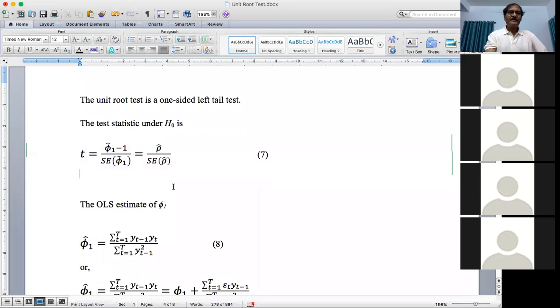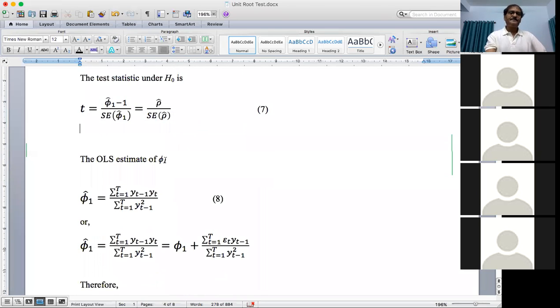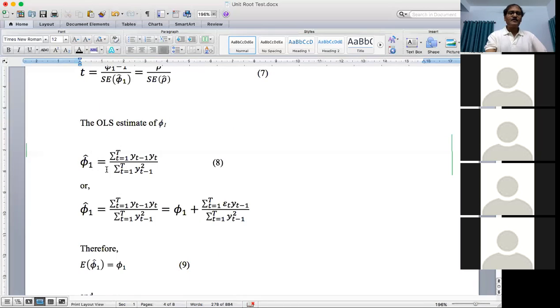Now, if we estimate phi 1, the estimated value phi 1 hat is equal to this. How to get it? Just try to remember the basic formula for beta hat in the simple linear regression model. Beta hat is equal to the sum of xy in the numerator divided by the sum of x square. In our model, yt minus 1 is similar to x, and yt is similar to y, because yt minus 1 is a regressor and yt is the regressand.